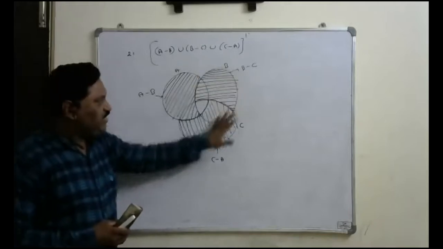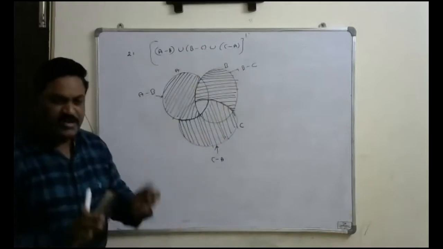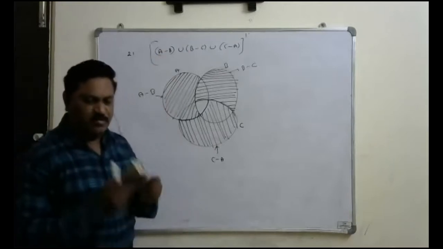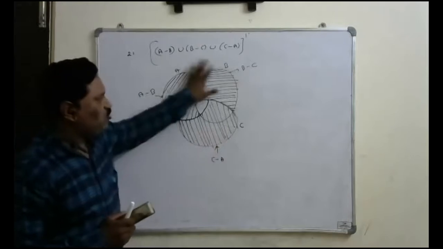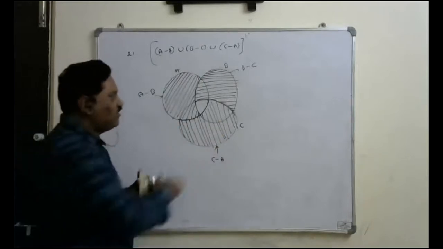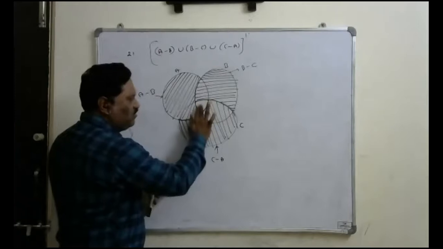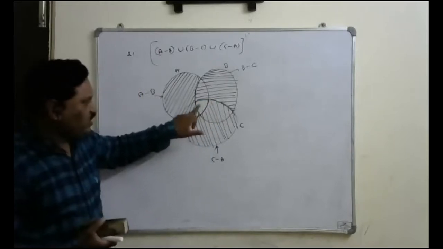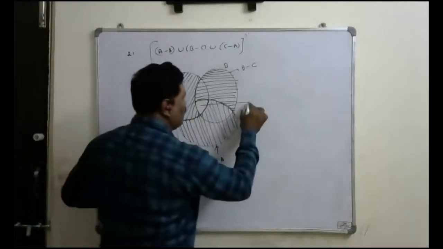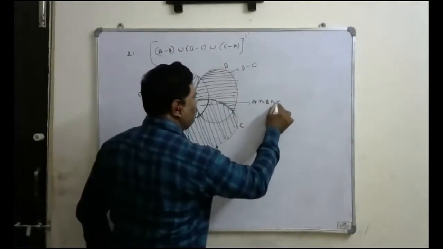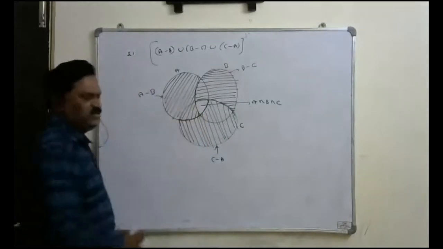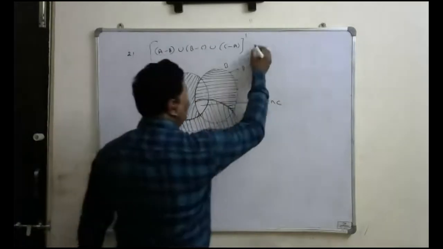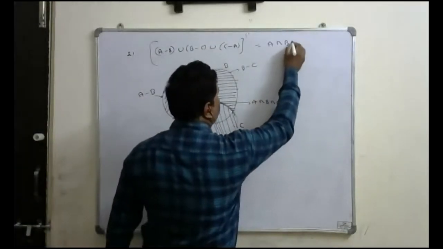Whole dash means this hashed area I should not take. Whole dash means other than this, the remaining area I have to consider, because A union B union C itself is the universal set. In that, other than this hashed area, what is without hash is the common area only, no? This is the common area, there is no hash. What is this? A intersection B intersection C. Here only there are no hashes. That's why this is the area representing the whole dash of that. Therefore, this is equivalent to A intersection B intersection C. This is the answer.